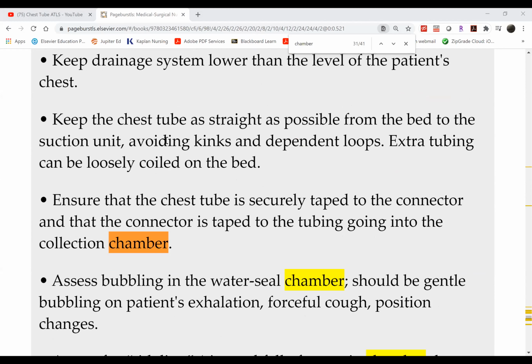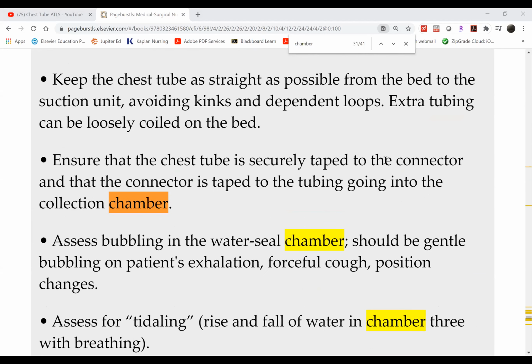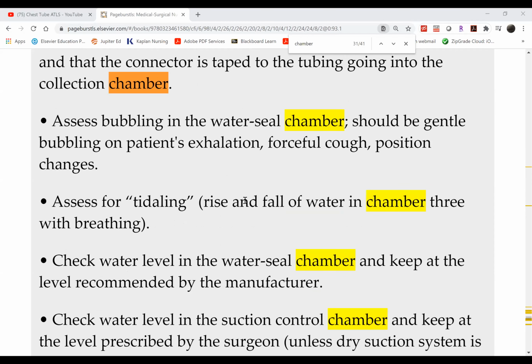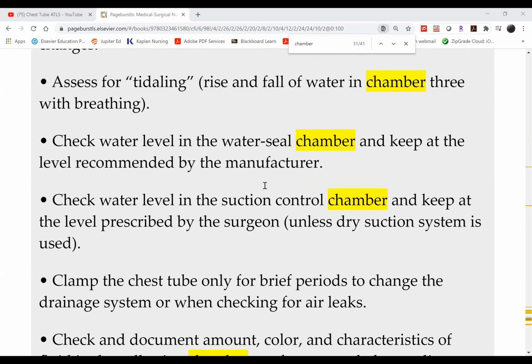We already discussed this, so avoid dependent loops. So if you have loose tubing, coil it on the bed. So you have to do your hourly rounds to do that. Okay, so yeah, you tape it well. We know already about bubbling, what kind of bubbling is expected, how much and where. Tilting we discussed. Water level should be at the proper levels, 2 centimeter mark for the water seal and 20 for your wet suction control chamber.